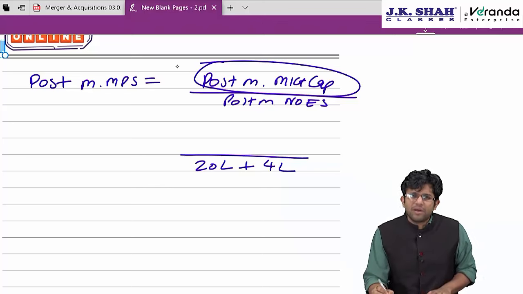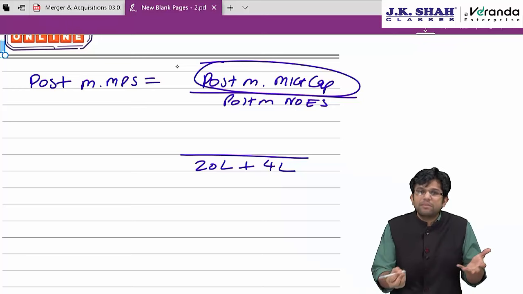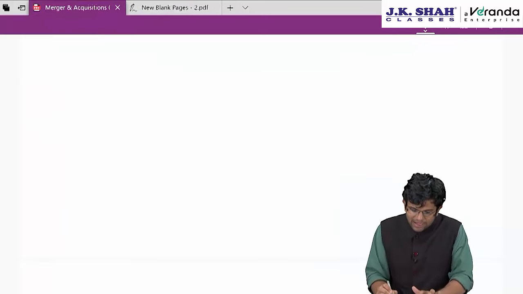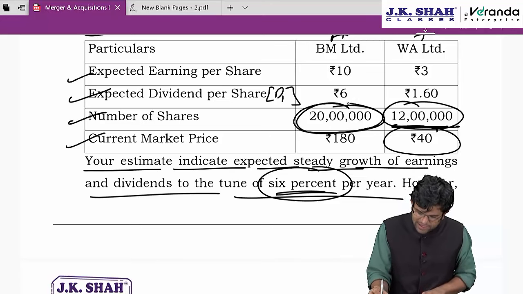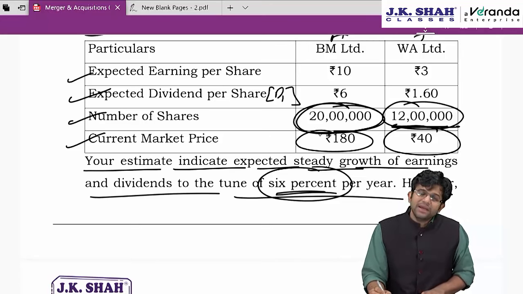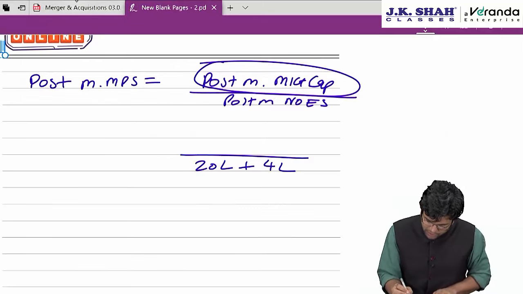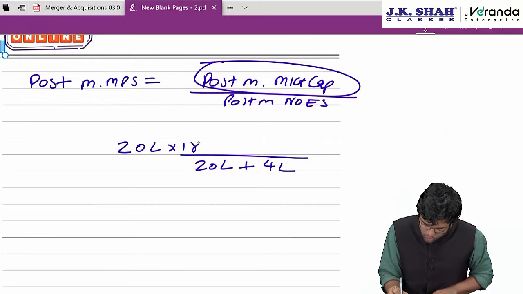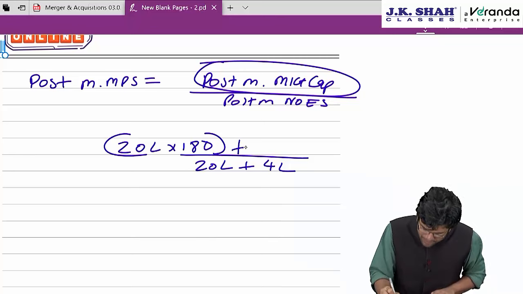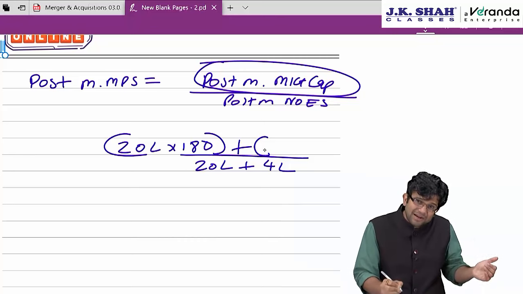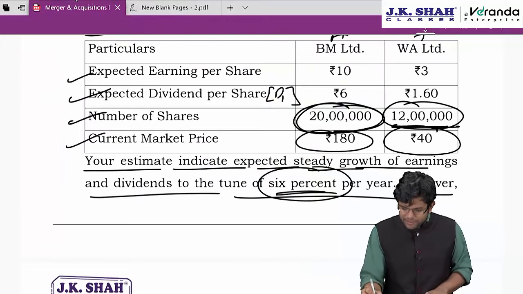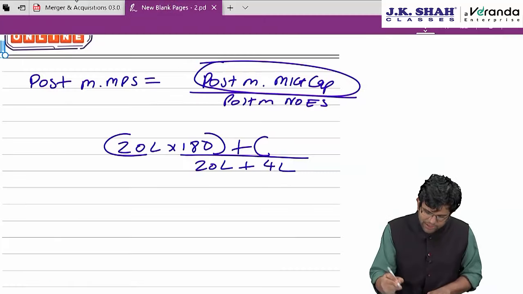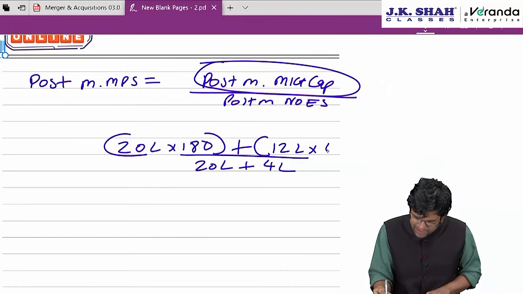Can I say post merger market cap is nothing but the summation of the pre-merger market caps of A and T. The pre-merger market cap of acquiring company, students, is, can I say, 20 lakh shares into 180. That is the current market price. So I'll write down here 20 lakh into 180. Are you listening? Plus, students, as far as the target company which comes into our acquiring company, what are their existing number of equity shares? 12 lakhs. And what is the market price per share? 40. So I would want to write here 12 lakh into 40.